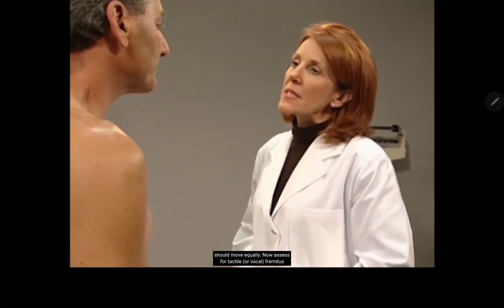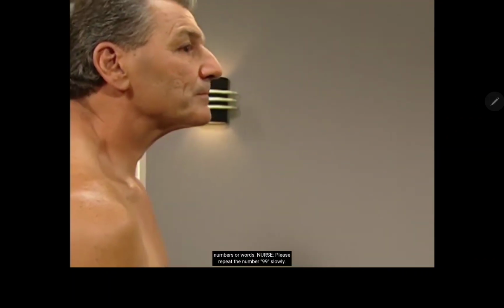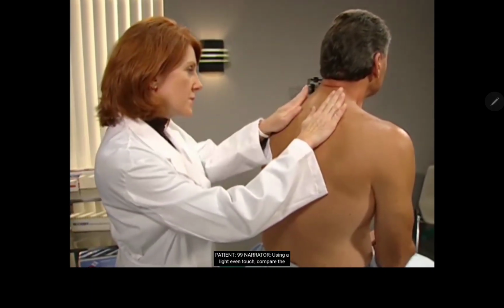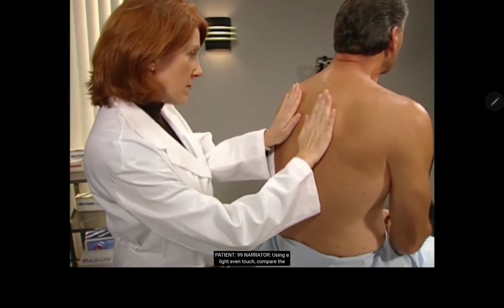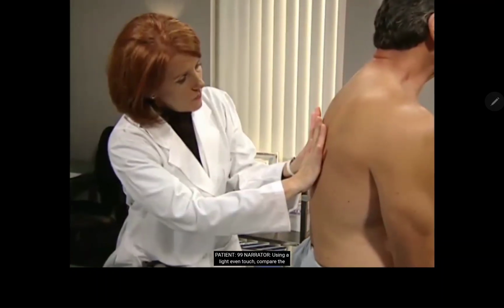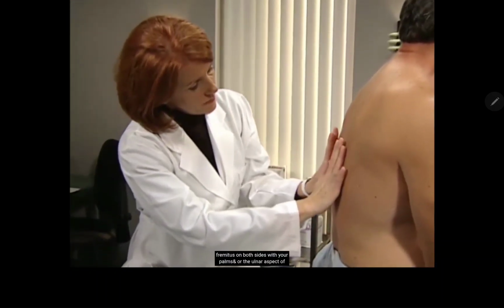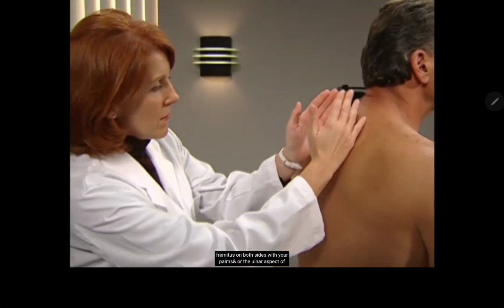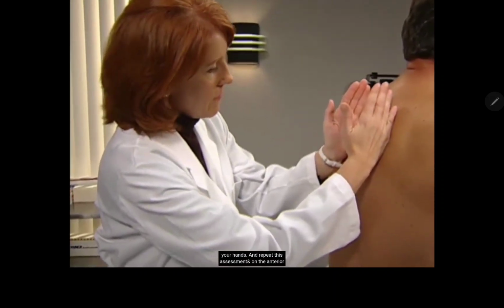Now assess for tactile or vocal fremitus by palpating symmetrically as the patient repeats a few numbers or words. Please repeat the number 99 slowly. 99. Using a light, even touch, compare the fremitus on both sides with your palms or the ulnar aspect of your hands.